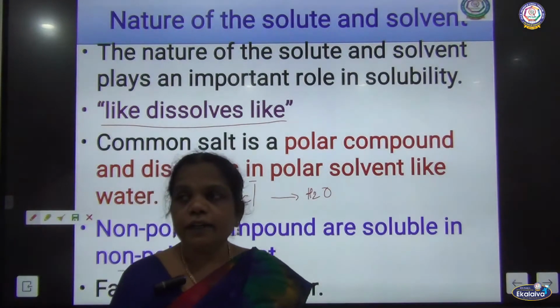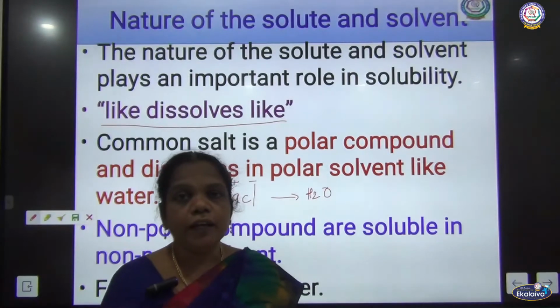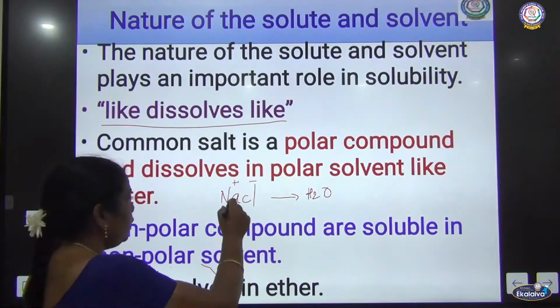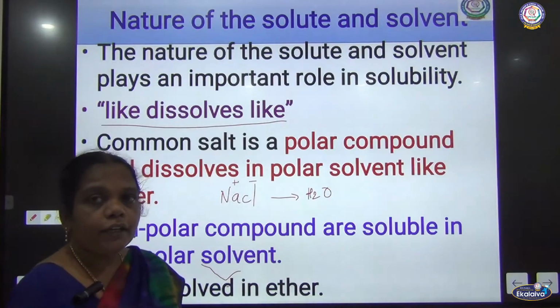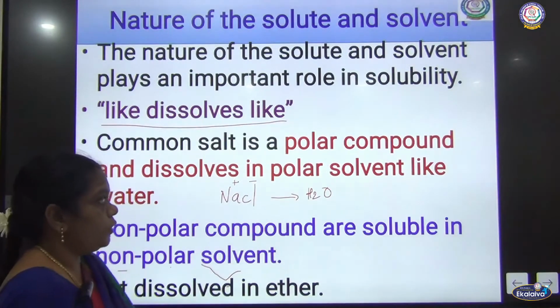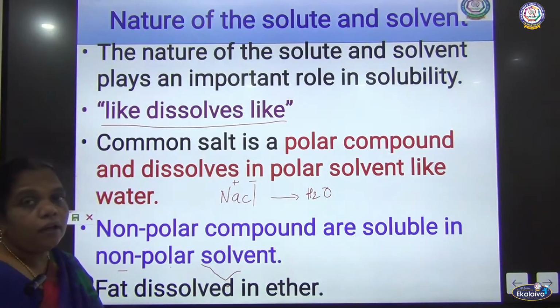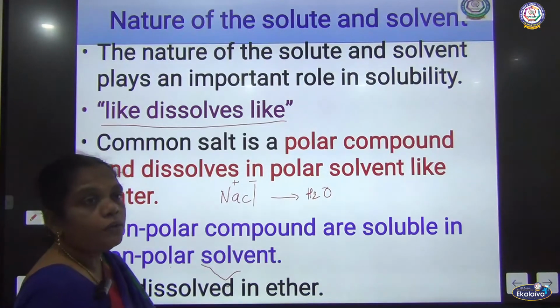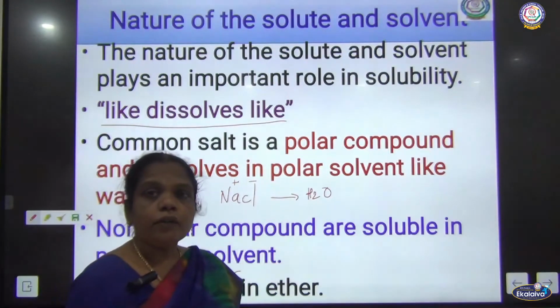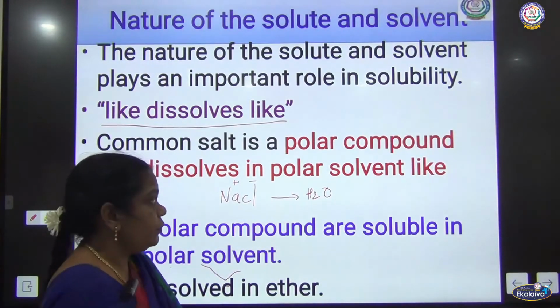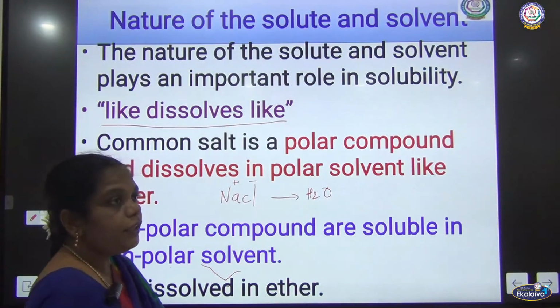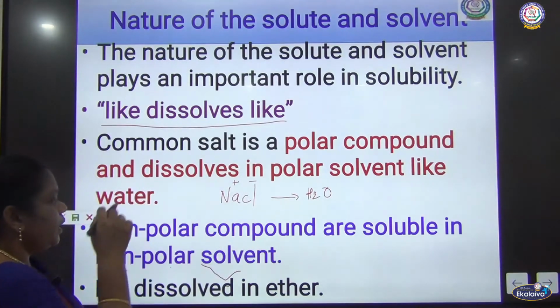So, water contains a polar end, positive end and negative end, and here the sodium chloride also has a positive end and negative end. So, the ionic compounds, the ionic crystals, are soluble, and some of the covalent compounds are also soluble in polar solvent. So, that is like dissolves like.